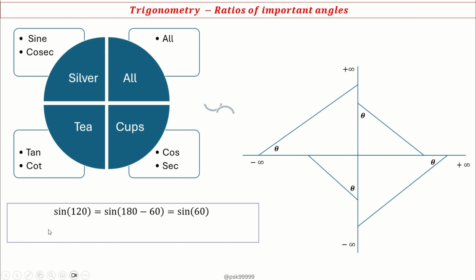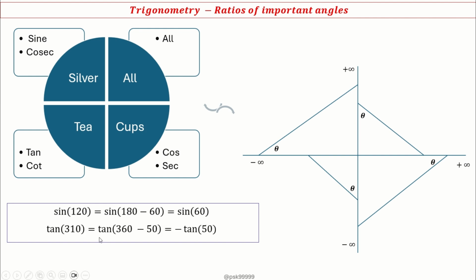So what is the meaning of this? If I take sine 120 degrees, 120 is in which quadrant? Second quadrant, so it is sine of 180 minus 60. You will learn how to get this, sine 180 minus 60, in the next slides. It is nothing but sine 60, because sine is positive here.